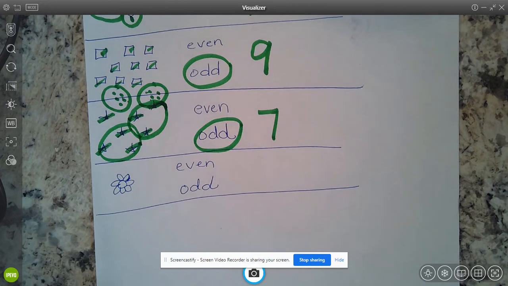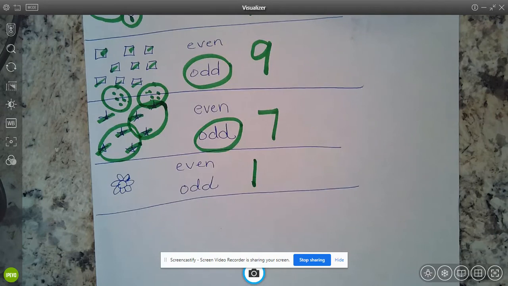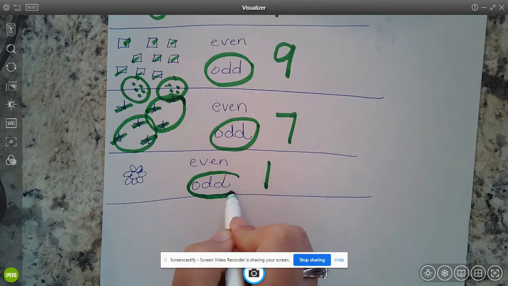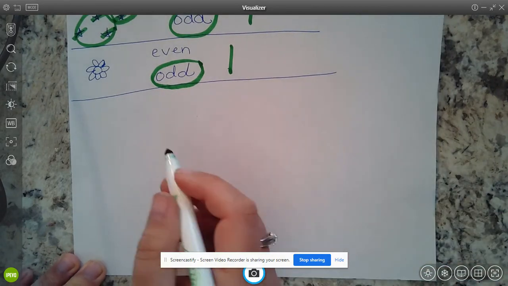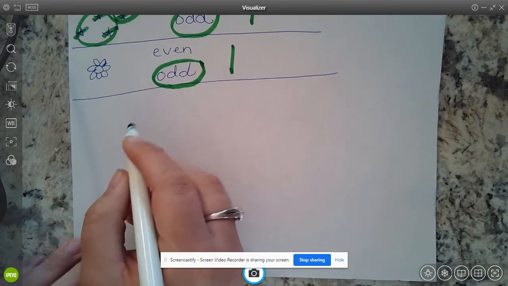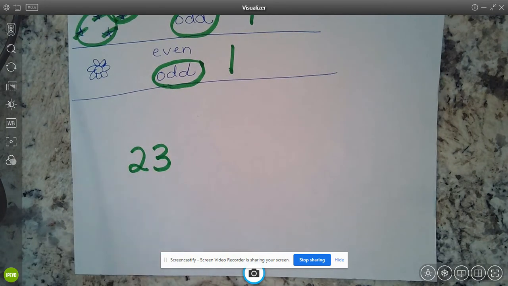So I want to practice with you a couple big numbers. Okay, this is just for practice. What if I said I had the number 23? Is the number 23 even or odd? As you can tell, this is a 2-digit number. So whenever you have a 2-digit number, you're going to look at the ones place. You're going to look at that last number to determine if this number is even or odd. So if we're looking at the last number in 23, we're looking at the number 3. Well, is the number 3 even or odd?